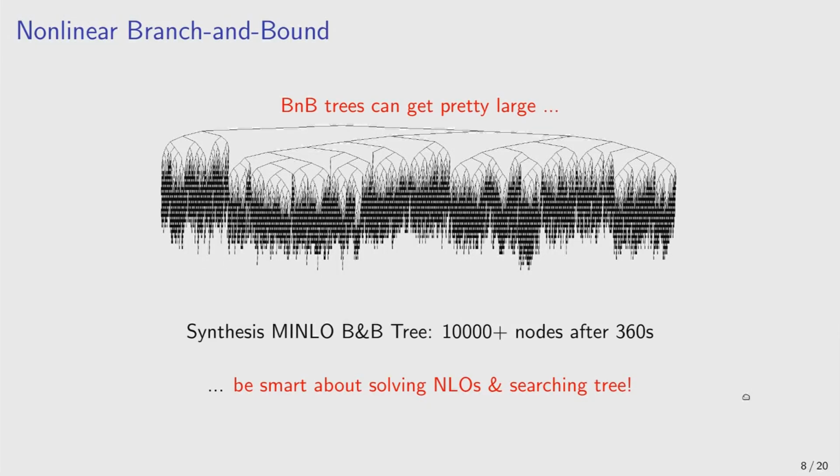So we had this picture earlier, and Ashutosh is actually the one who generated this picture on one of our examples. There are some tools which allow you to actually print branch and bound trees. So this is a branch and bound tree that we generated with Minotaur for a synthesis problem after 360 seconds. So these trees get really very big. So a couple of things: you need to be smart about solving the nonlinear optimization problems, but more importantly, you need to be smart about searching the tree.